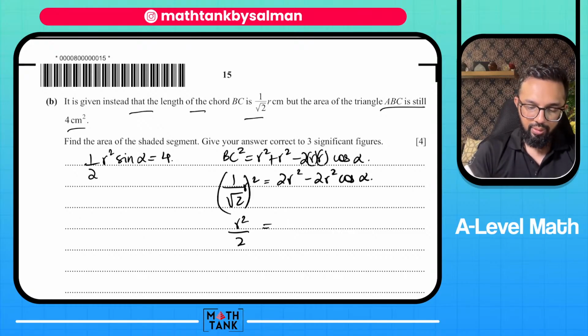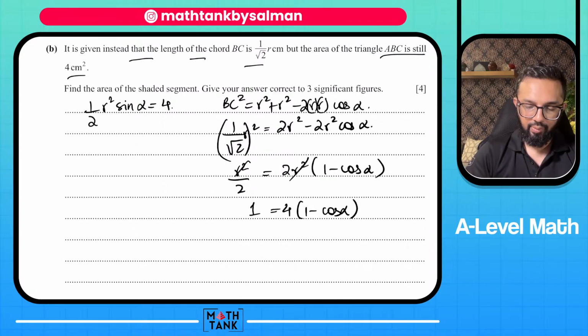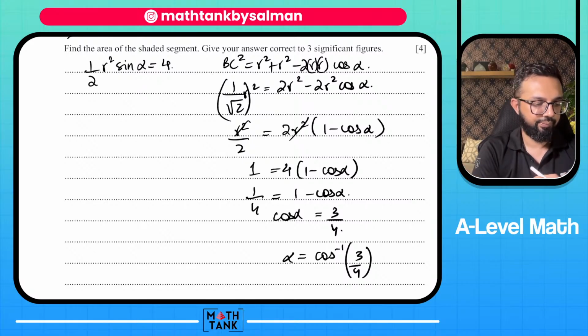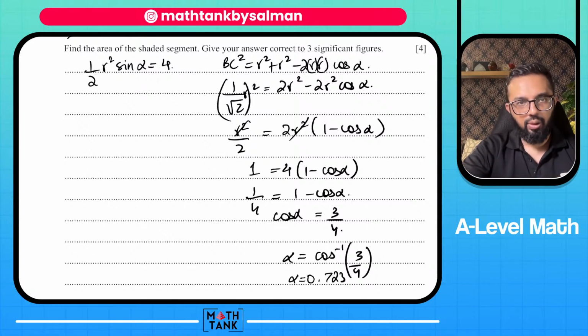R squared over 2 equals 2R squared times 1 minus cos alpha. So 1 over 4. Alpha equals cos inverse of 3 over 4. I think that has to be in radians. 0.723.